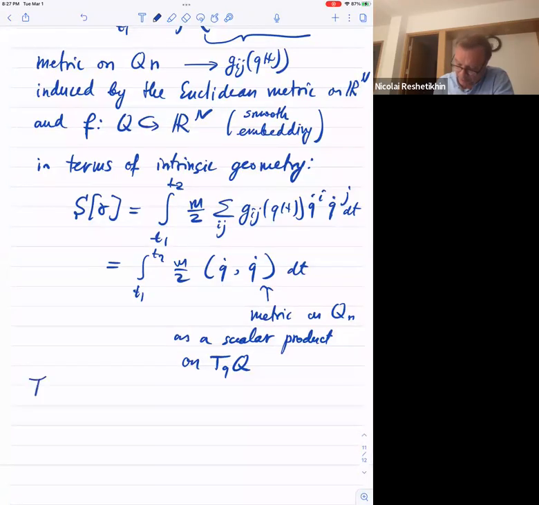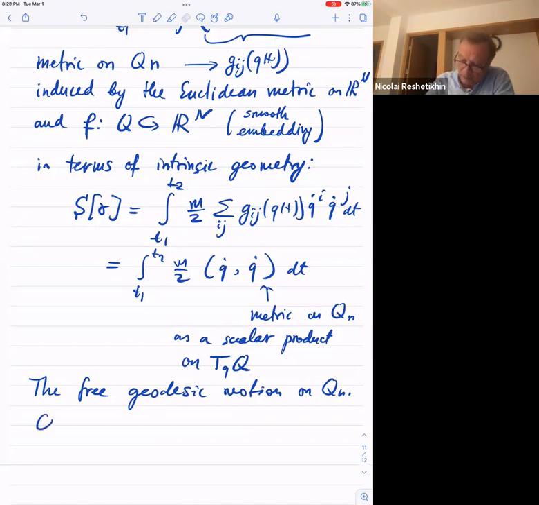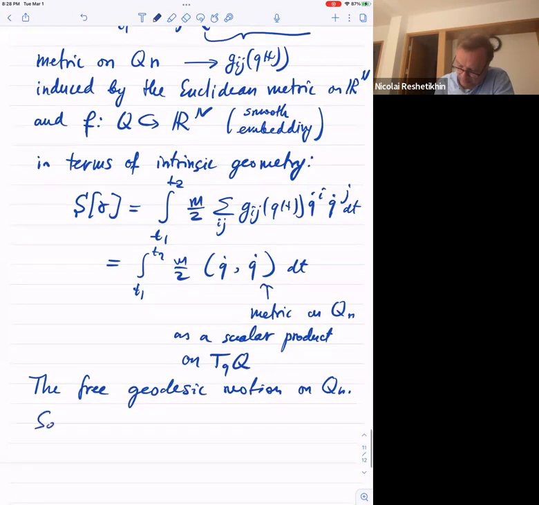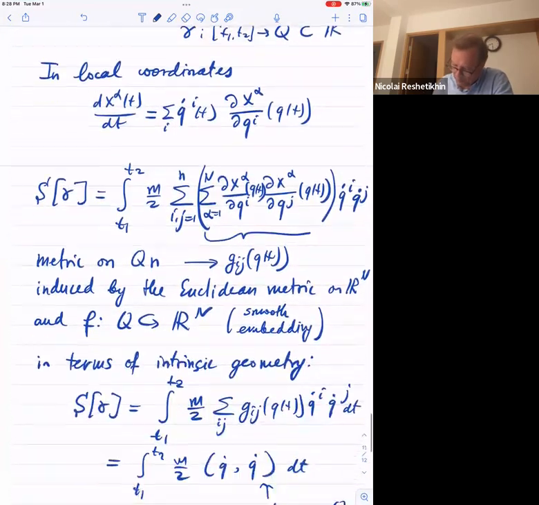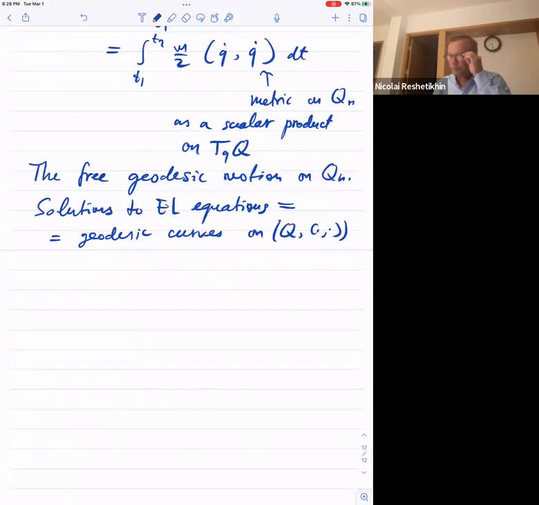So this is the free geodesic motion on Q. Geodesic meaning that critical solutions to Euler-Lagrange equations are geodesic curves on Q with the metric induced by the embedding.